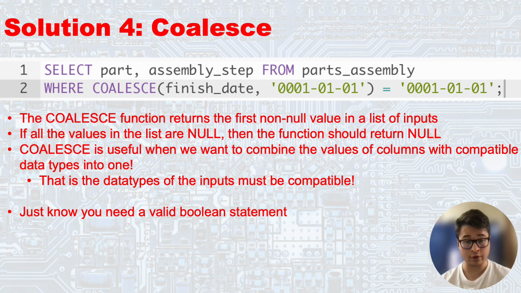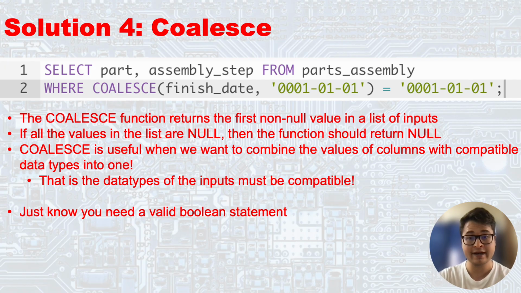Okay, solution 4, COALESCE. Just know that COALESCE returns the first non-null value in a list of inputs, okay? If all values in a list are null, it will return null. So you might want to add a default value that is compatible with the rest. Why? Because all the columns that are inputs for COALESCE need to have compatible types or the same data type in order for it to work. Otherwise you get an error, okay?